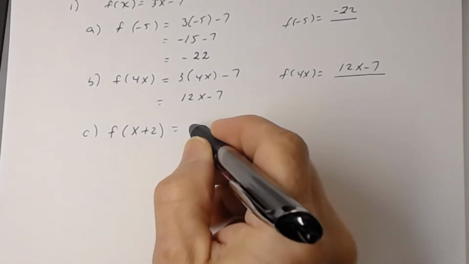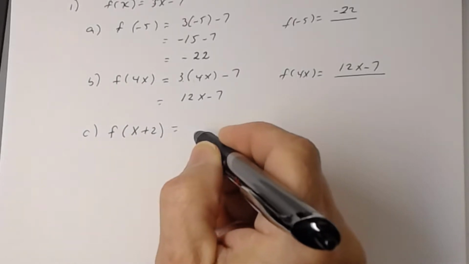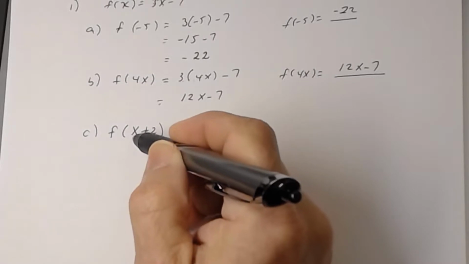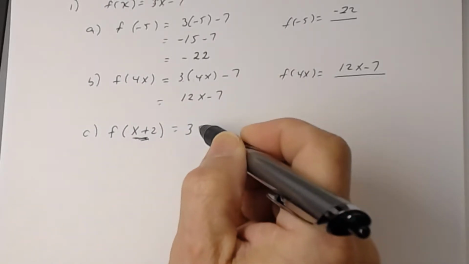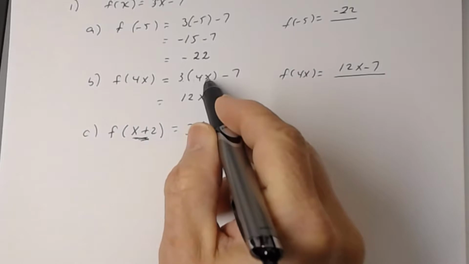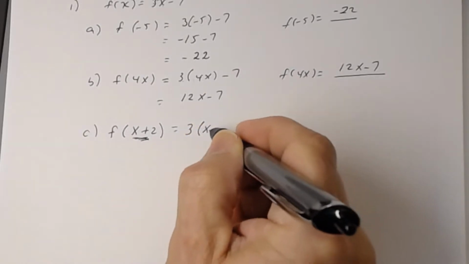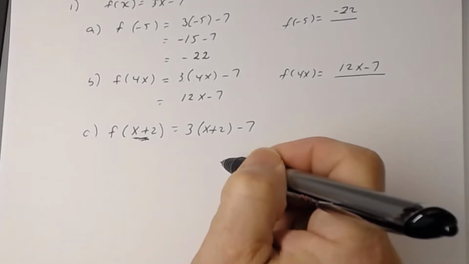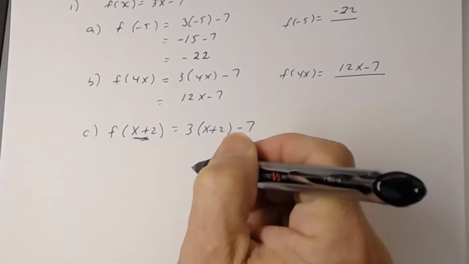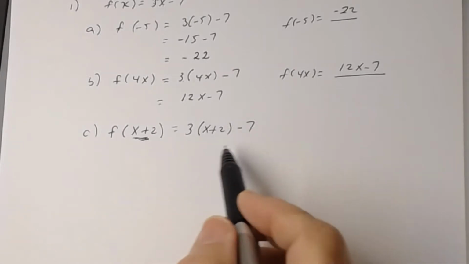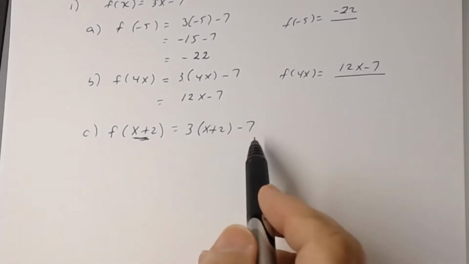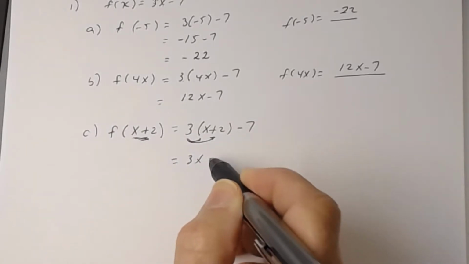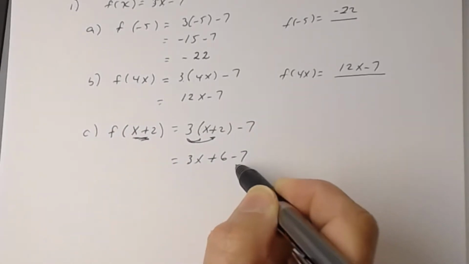But I'm going to do it the same way. So I'm going to say, well, that's going to be 3. Wherever we see the variable x, what do I substitute? x plus 2. That's what that says. So 3 times, in parentheses, just like I did the 4x, x plus 2, and then minus 7. Now you want to simplify this, though. So how did you simplify this expression that I'm circling right here? Distributive property. So that becomes 3x plus 6 minus 7.